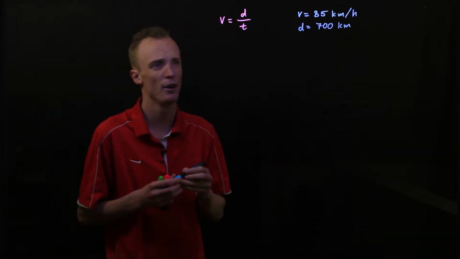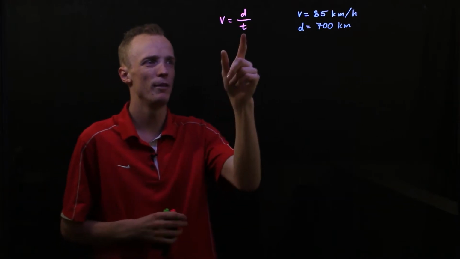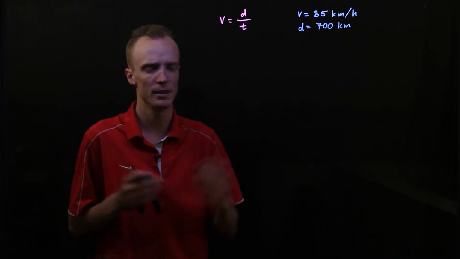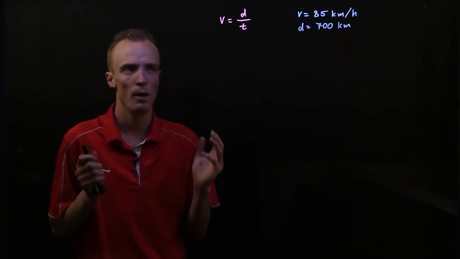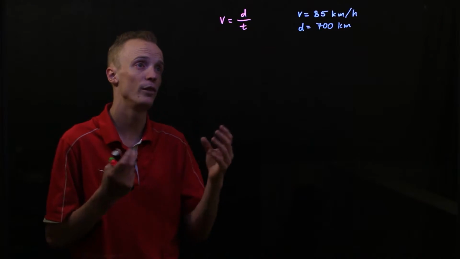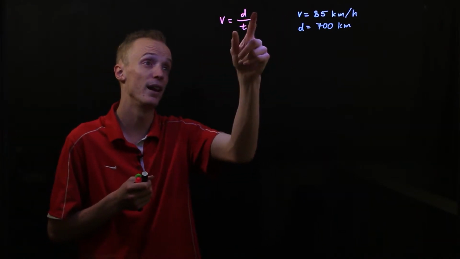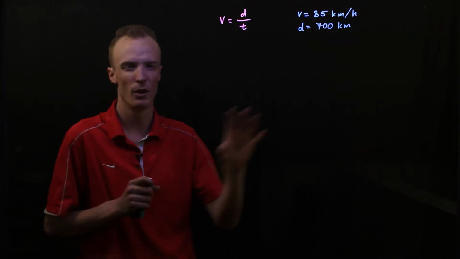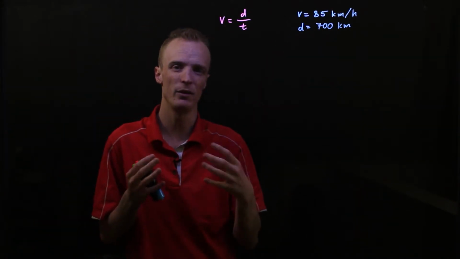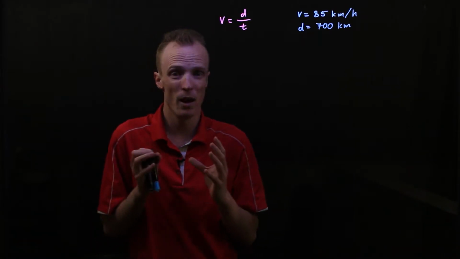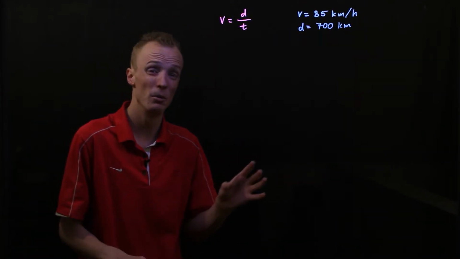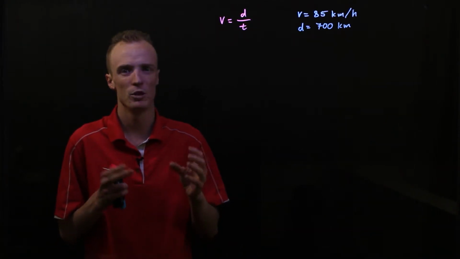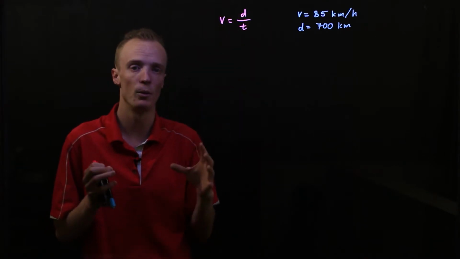Now, I want to know how long will it take for me to arrive at my destination if I'm going to average 85 kilometers per hour and my distance is 700 kilometers. Well, one way we could do it is we could just substitute V and D in and solve for T. That is one way that we could do it. But let's say I haven't just got one of these calculations. I've got many of these calculations I want to do, or I want to put some kind of formula into a computer and get the computer to quickly do it for me. Well, to do that, we actually need to rearrange this equation.